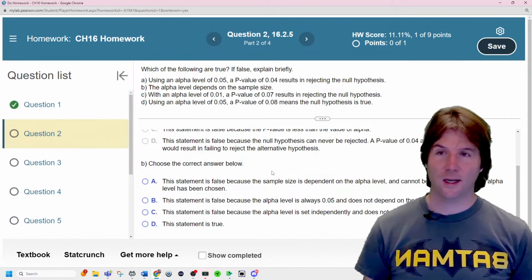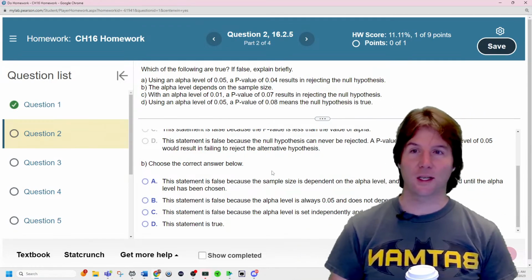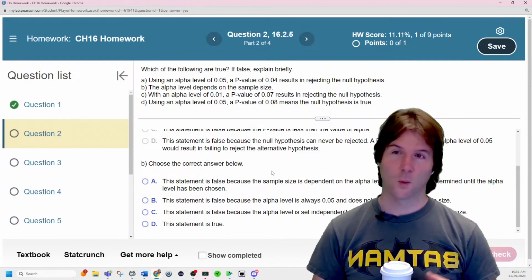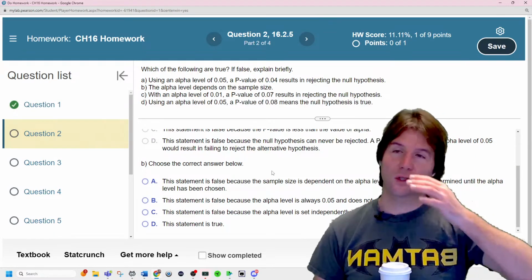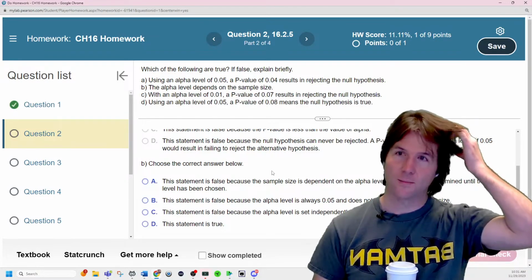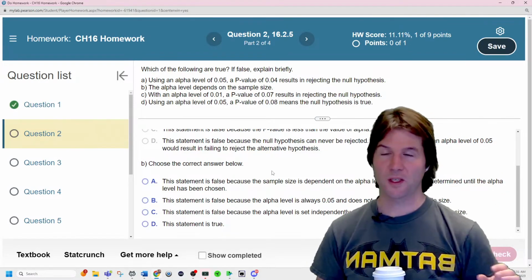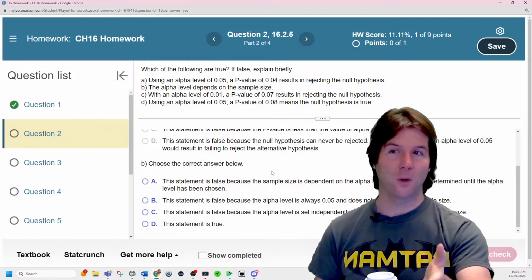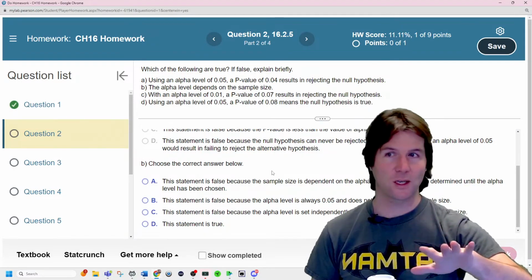The alpha level depends on the sample size. You went to last class. Did we say anything about sample size telling you alpha? No. The researcher picks it. The researcher decides alpha, and in most instances, you will use alpha what? The researcher picks the alpha, they decide at what level they're going to reject the null, and in most instances it's 0.05, unless otherwise stated.